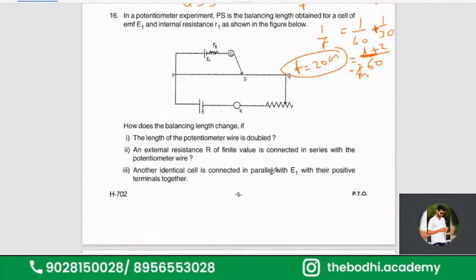So, in a potentiometer experiment, PS is the balancing length obtained for the cell of EMF E1 and internal resistance R1. Alright. How does the balancing length change if the length of the potentiometer wire is doubled? That is the first question. Let's see one by one only. Okay, the first question. Who can answer? Just a one word answer. Half, double, same, something. Just tell me.